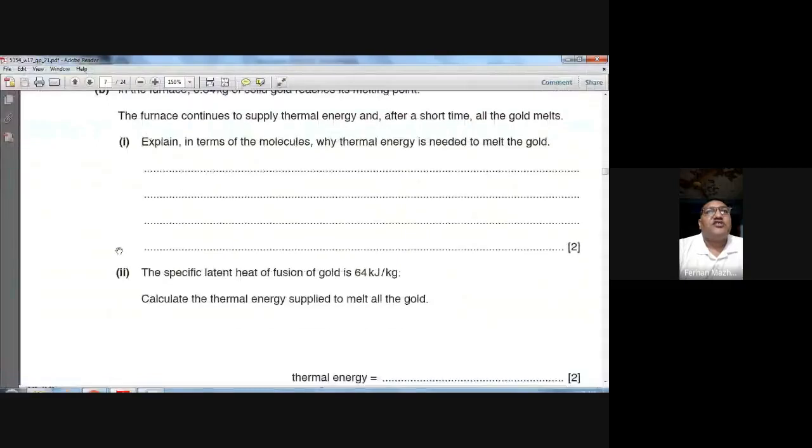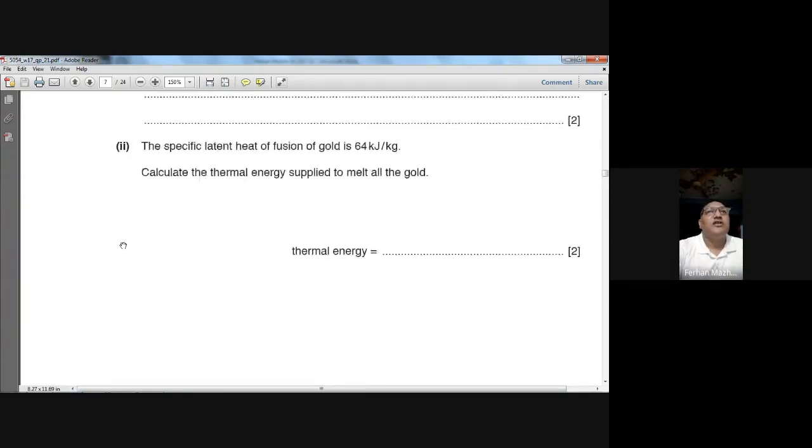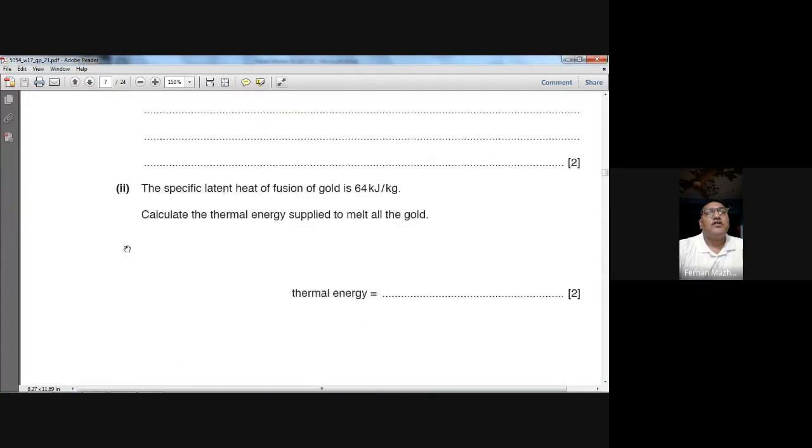Okay, next question on your screen is the second part. The specific latent heat of fusion of gold is 64 kilojoules per kg. Calculate the thermal energy supplied to melt all the gold. So the mass of the gold is given to us, 0.84. The heat which is required to melt gold at its melting point, we can find that heat.